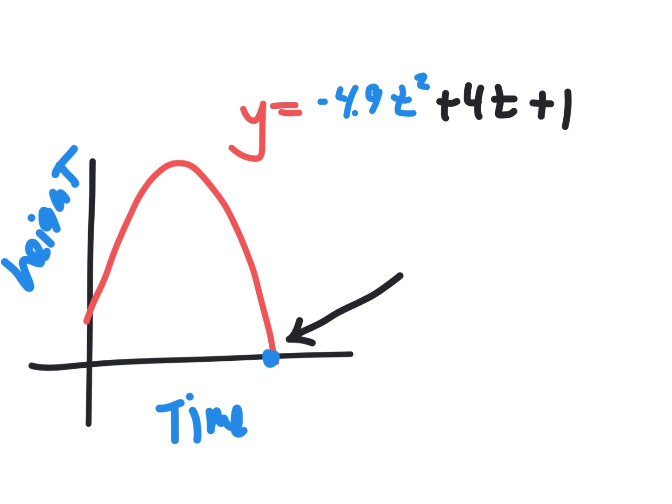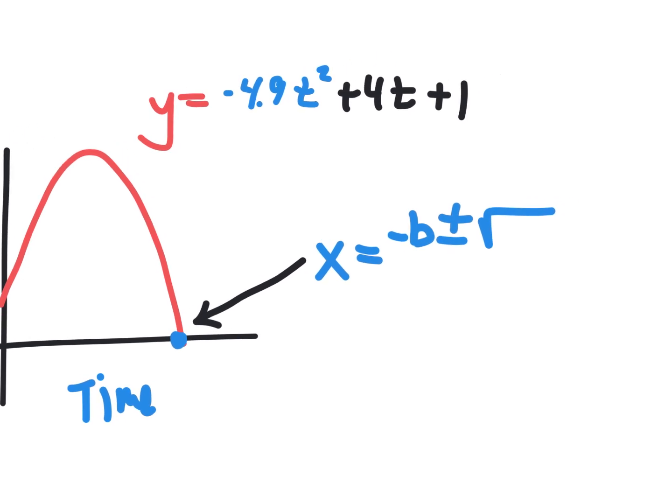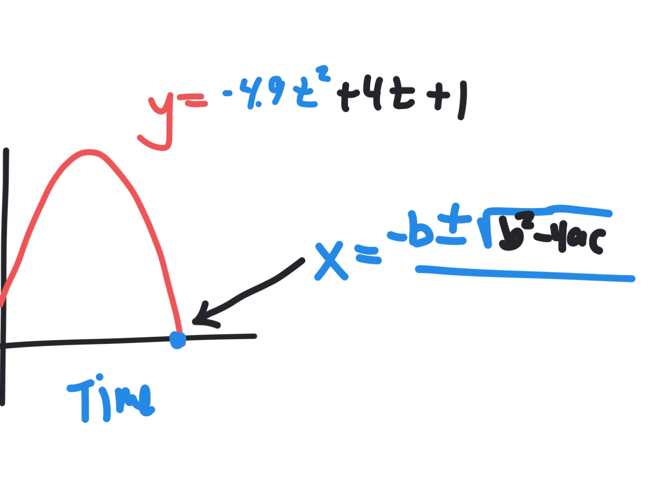Let's go with Mr. Z. You were warm, but no. That's the beginning and the end of this big formula we're going to use. Negative b plus or minus the square root of b squared minus 4ac, all over 2a.